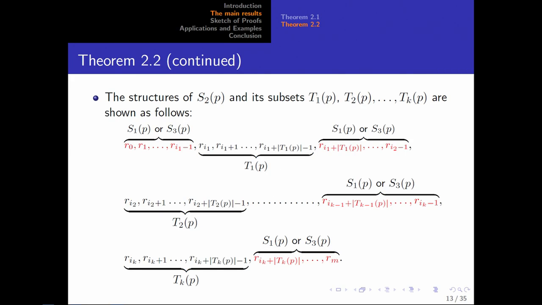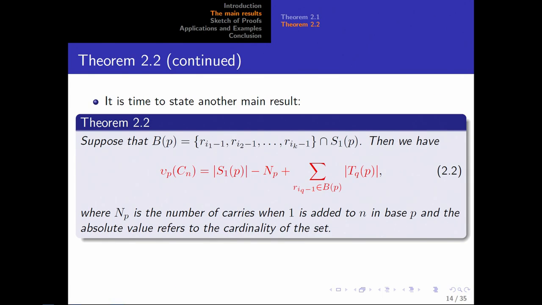So here's the structure of the digits, and you can see that all the digits are classified into S1p, S3p, or Tp. And you may notice that each subset Tp, T1p, T2p to Tkp, lies between S1p or S3p. So in theorem 2.3, we define a new set, Bp. The numbers Ri1 minus 1, Ri2 minus 1 to Rik minus 1 are the digits right before those sets Tp. Thus, Bp consists of the digits right before those sets Tp and belongs to S1p in the meantime. Then we'll have this formula for VpCn.